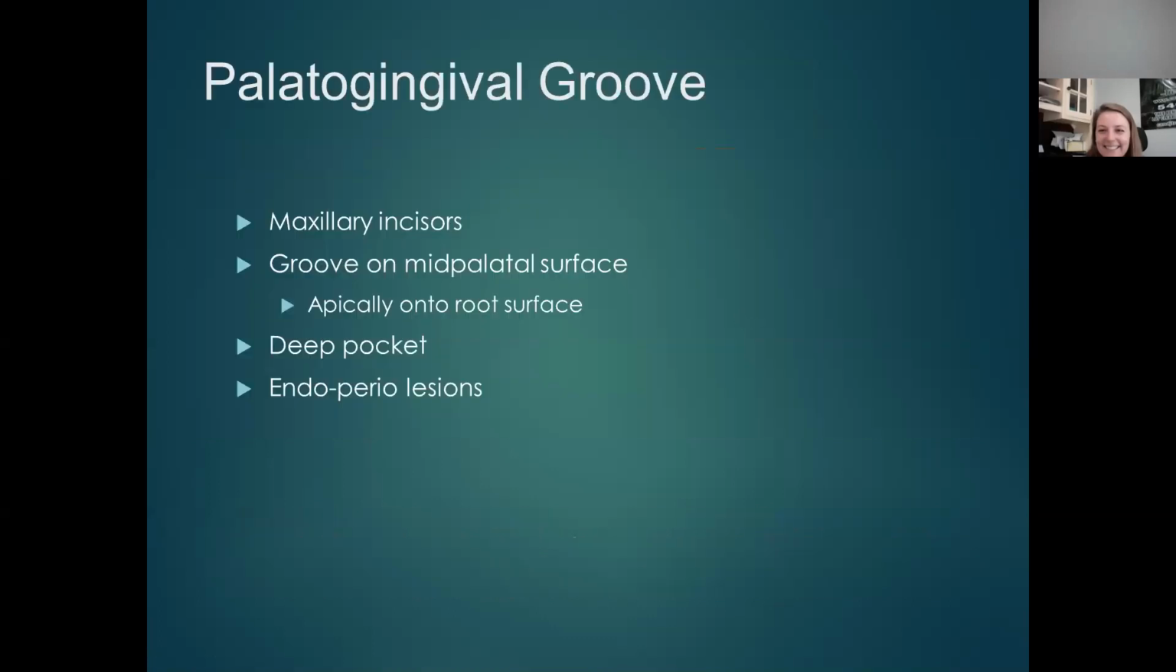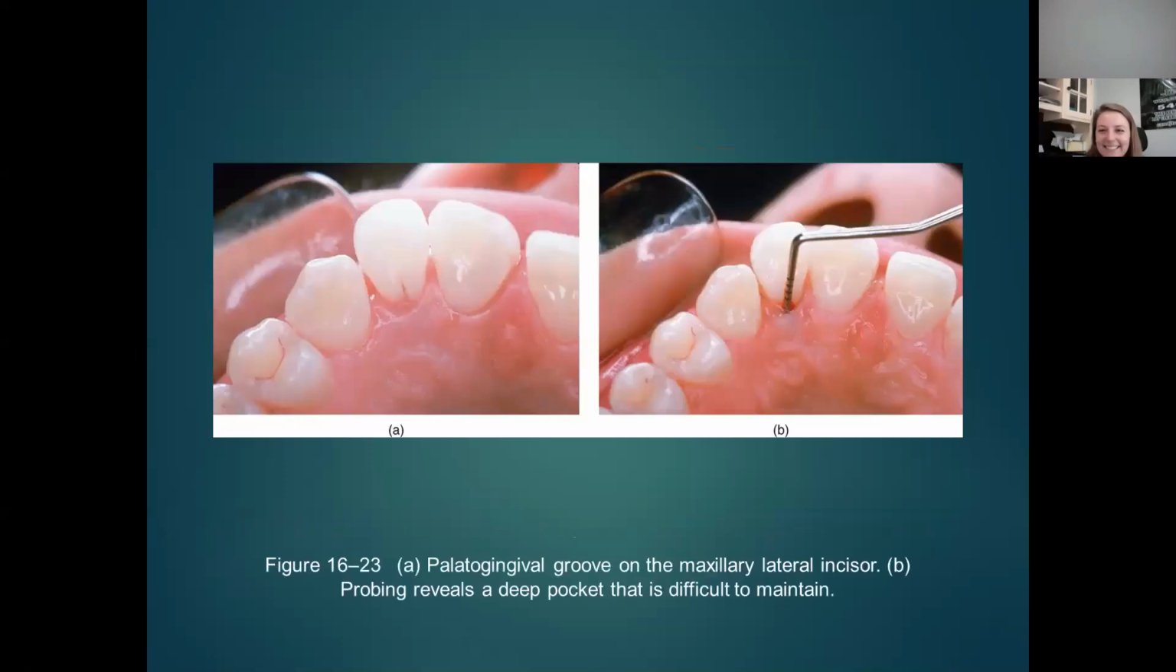The palatal-gingival grooves of your maxillary incisors. Again, it's the maxillary lateral, which is most prominent. You want to make sure that you're really doing a slow walking, because this tissue doesn't look bad until you stick a probe in there.